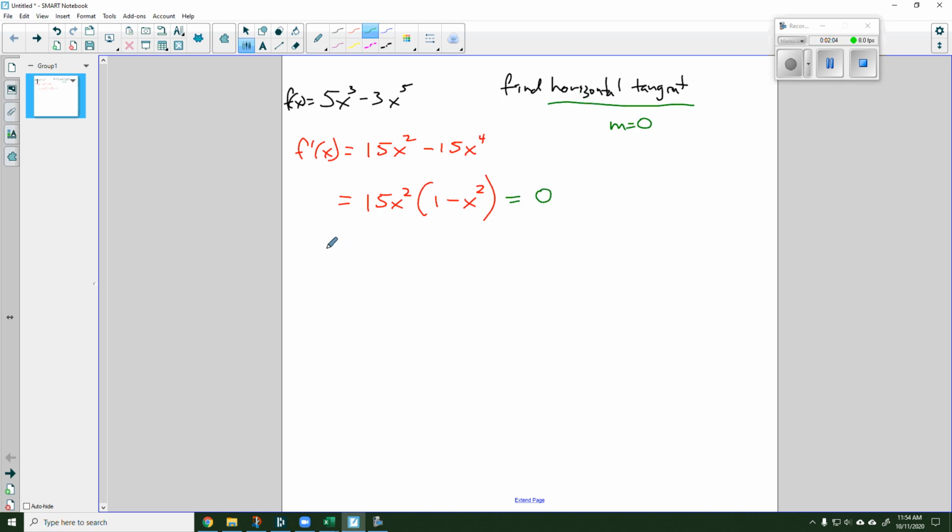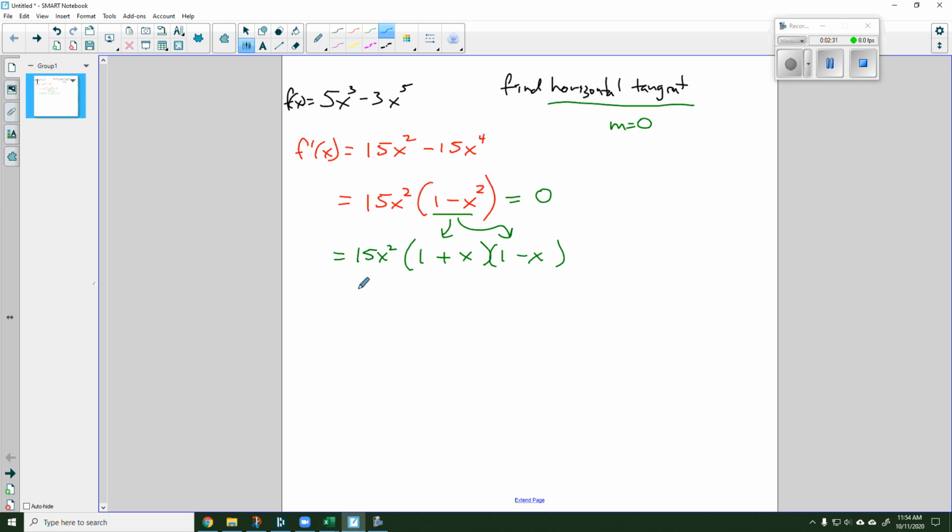So to solve this, I'm going to do a little bit more factoring here. So I have 15x squared times, and I think this is (1 plus x)(1 minus x), factoring this into those two pieces right there. So you've got to be pretty decent at your factoring.